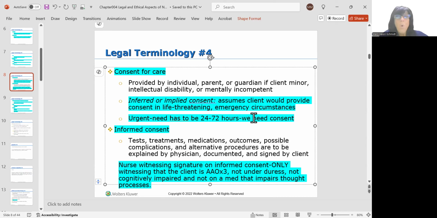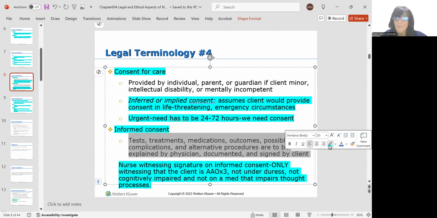All right. Informed consent. Informed consent means that the patient needs to be informed or educated about whatever test, treatment, medication that we're doing, and then also has to understand the potential outcomes, good or bad, complications that are possible, and any alternatives to treatment. That has to be explained by the physician who's doing said tests or treatments or surgeries, and the client has to sign it. And often the nurse will be asked to witness the signature on informed consent.